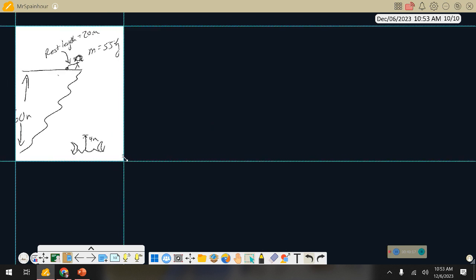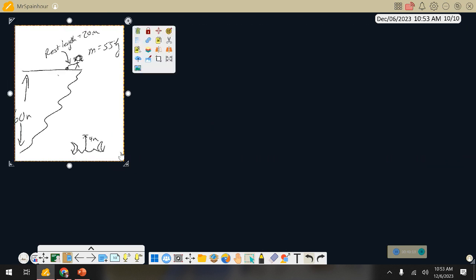So, the question on the table is, if she's 55 kilograms and the rest length of the bungee is 20 meters, obviously not drawn to scale over here, the cliff is 60 meters, and she's going to stop 4 meters above the water, what is the spring constant in the bungee cord?